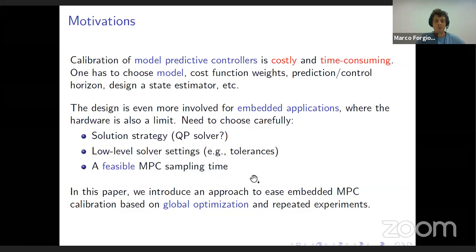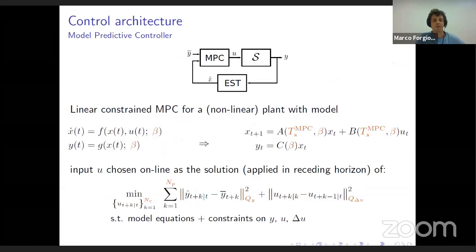In this paper, we are proposing an approach to ease the calibration of MPC, and it's based on global optimization. So we perform repeated experiments on the system, guided by a global optimization algorithm, whose role is to maximize performance while keeping a constraint on the sampling time. The sampling time must be larger than the time that we need to compute the solution. This work was also presented at IFAC 2020 in a virtual session, by the way.